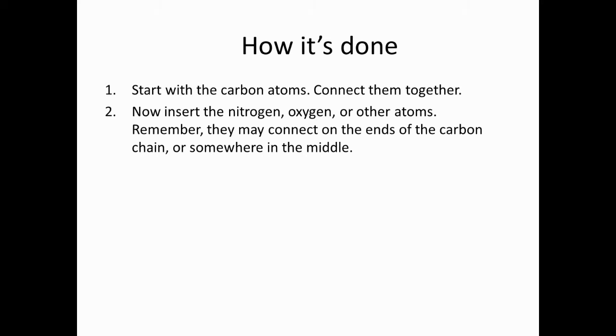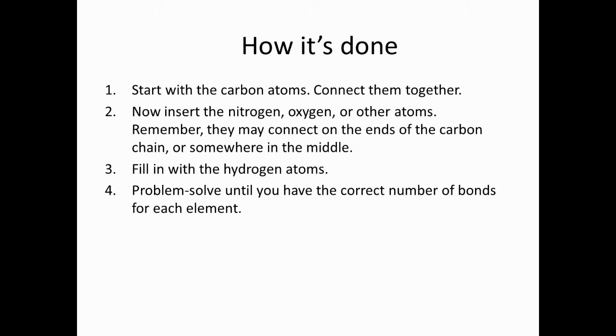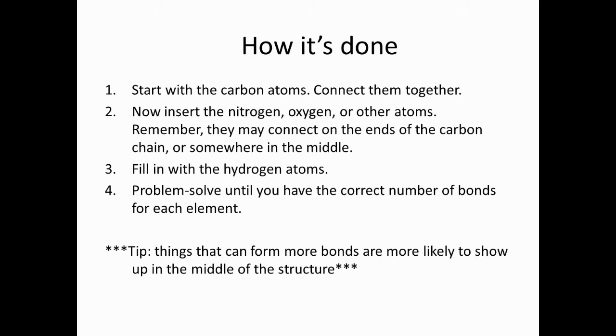Then any other atoms that are not hydrogens. You can connect them to the ends of the carbon or somewhere in the middle. Finally, fill in with the hydrogen atoms last. Problem solve until you've got the correct number of bonds for each element. Sometimes you have to go back and double check and make sure that everything is following the rules. You might have to add a double bond or something like that to make everything work out. Tip: things that can form more bonds are more likely to show up in the middle of the structure.